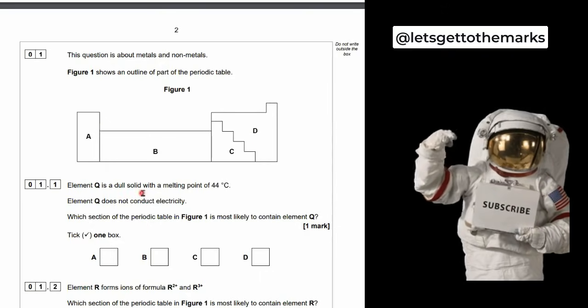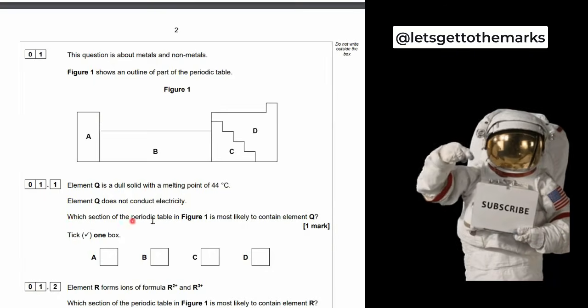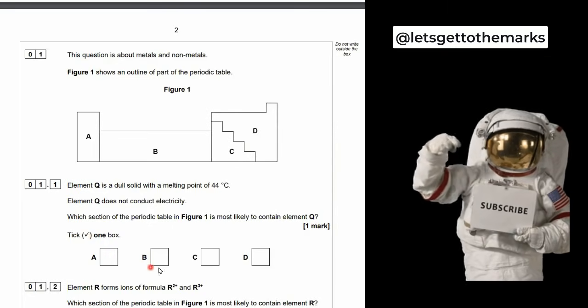1.1, element Q is a dull solid with a melting point of 44 degrees. Element Q does not conduct electricity. Which section of the periodic table in figure 1 is most likely to contain element Q? Tick one box, A, B, C, or D.